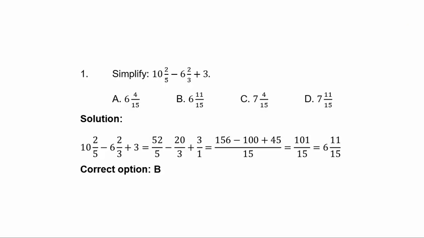Question 1. Simplify 10 2/5 minus 6 2/3 plus 3. Solution. This is the given problem. You simply convert the mixed fractions to improper fractions. If you convert this, you have 52 over 5, that is 5 times 10, 50 plus 2, 52 over 5.